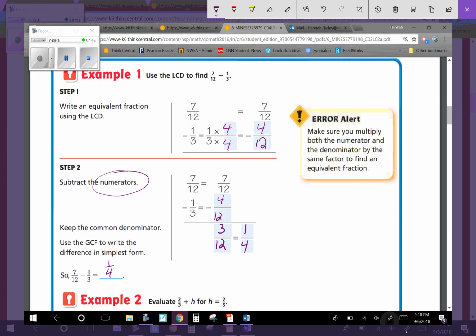Error alert over here. Make sure you multiply both the numerator and the denominator by the same factor to find an equivalent fraction. So right here, they have to be the same. You cannot take the first one and multiply it by something different than the denominator.